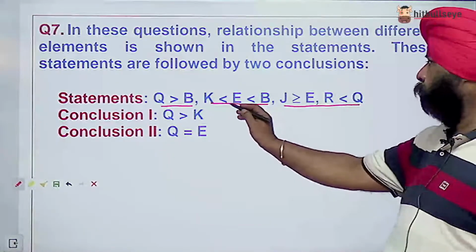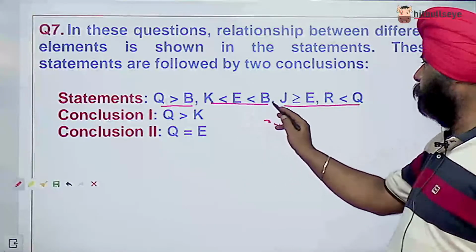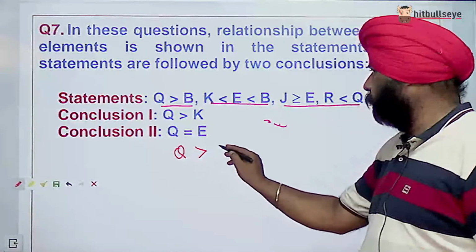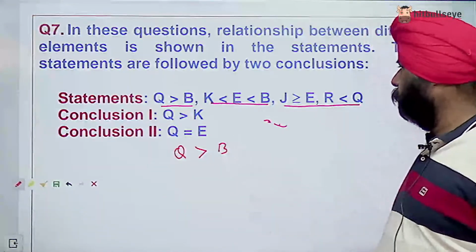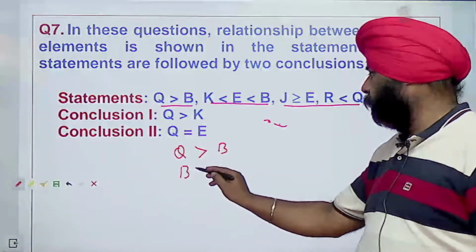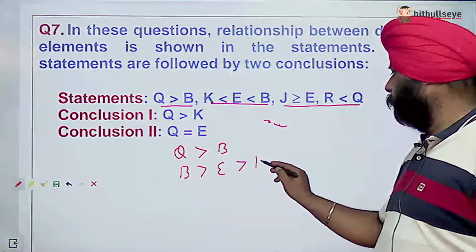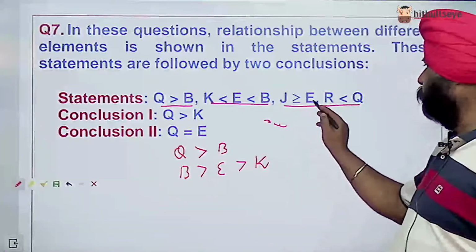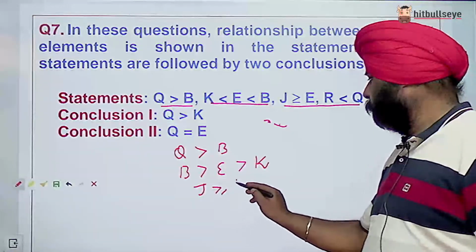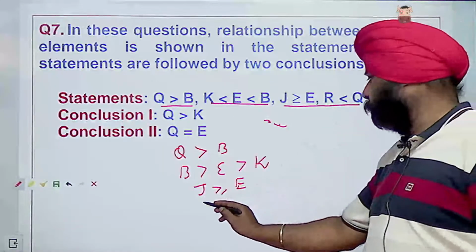First equation is Q greater than B. Second is K is less than E is less than B. So I write all the equation in the unidirectional, that is greater than. K is less than E is less than B, if I write in greater than sign, it is B greater than E greater than K. Is it okay? J is greater than equal to E. R is less than Q means Q is greater than R.